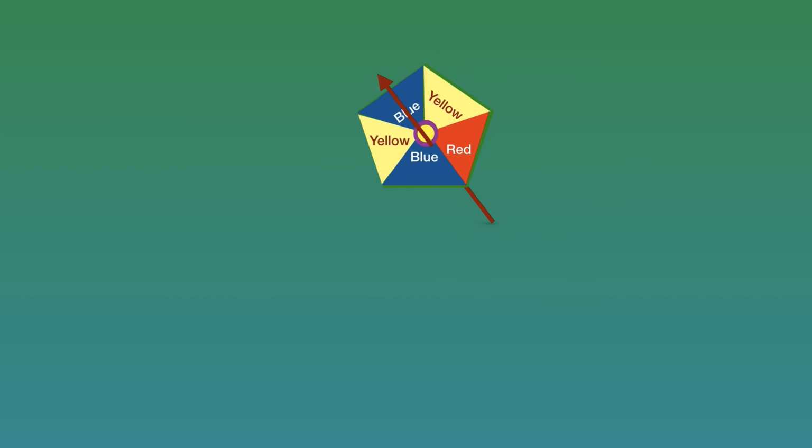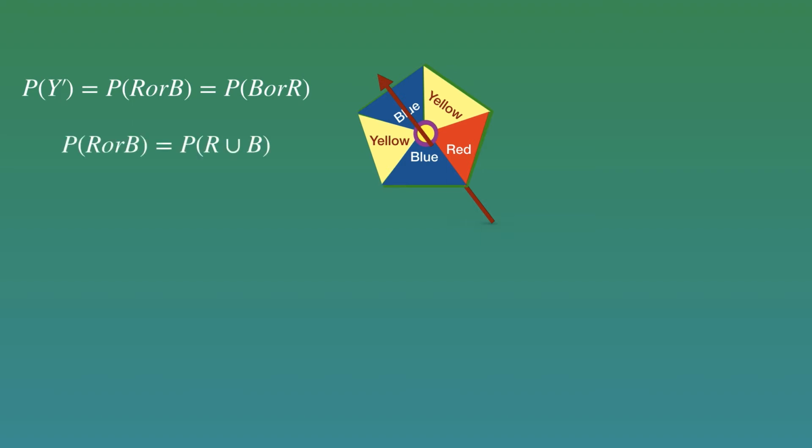When you spin this spinner, let's say the spinner does not land on yellow, then it must land on either blue or red. So we can write the probability of not landing on yellow is equal to the probability of red or blue, or blue or red, whichever way you prefer to write this. The notation for the or is the union symbol. So we can write the probability of red or blue is equal to the probability of red union blue. The probability of not landing on yellow can therefore be found by adding the probability of landing on blue, which is 2 over 5, and the probability of landing on red, which is equal to 1 over 5. So together this is equal to 3 over 5.